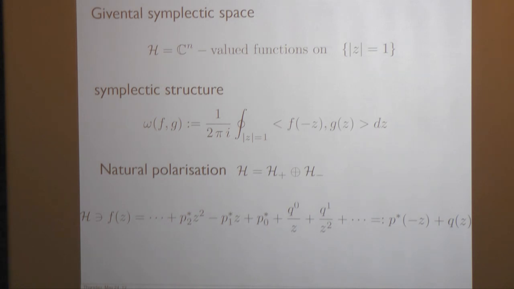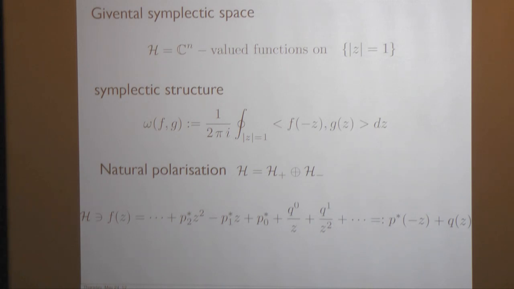So consider the infinite dimensional space script H, of vector valued functions on a unit circle. Again, functions on the unit circle, I always consider analytic on some neighborhood of the unit circle. This is the symplectic structure on the Givental space. These angle brackets mean the standard Euclidean inner product on C^n, sum of squares. Not Hermitian, but sum of squares inner product.